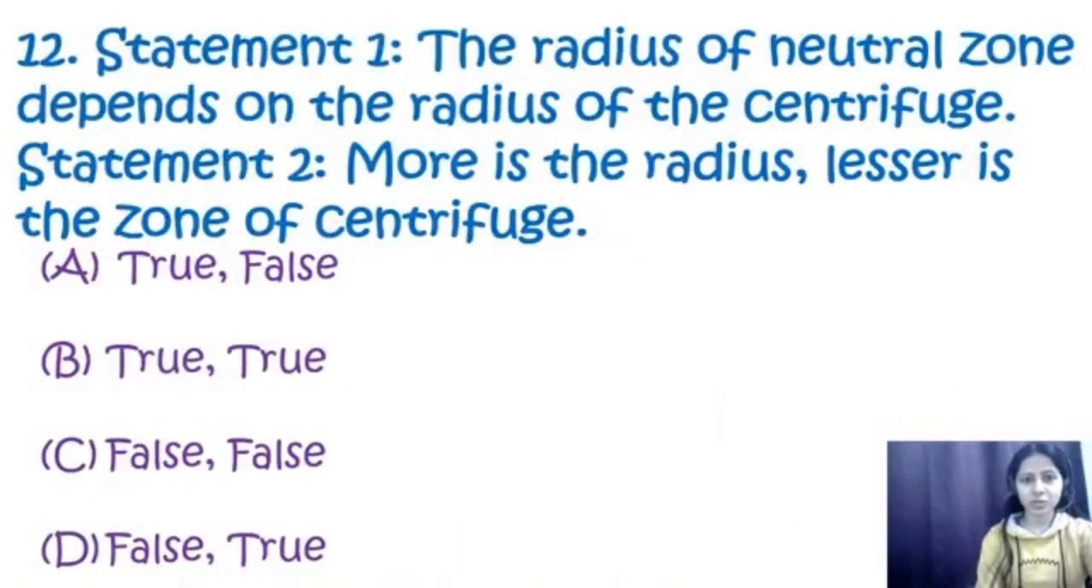The radius of neutral zone depends on the radius of the centrifuge. Statement 2. More is the radius, lesser is the zone of centrifuge. Option A, true, false, B, true, true, C, false, false, and D, false, true.